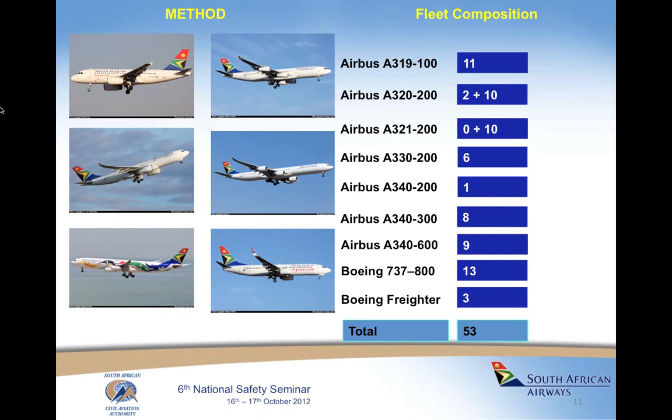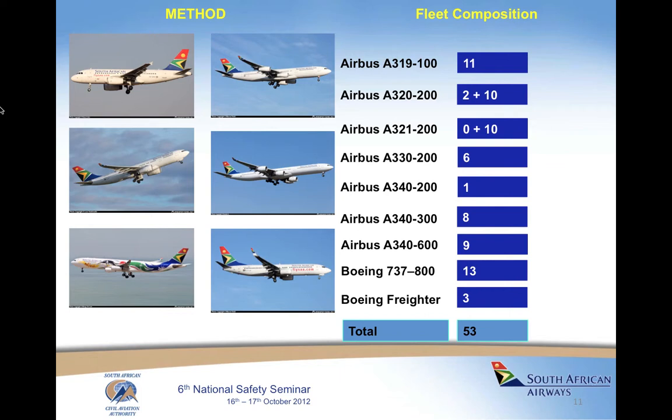At present, SAA operates a fleet of 24 long-haul Airbus 340 and 330s, 11 Airbus 319s, and 13 Boeing 737-800 aircraft, 319s and 2 320s at the moment. There is also a dedicated freighter fleet that consists of Boeing 737-300s and 400 aircraft. The route structure consists of both domestic, regional, continental, and intercontinental destinations.